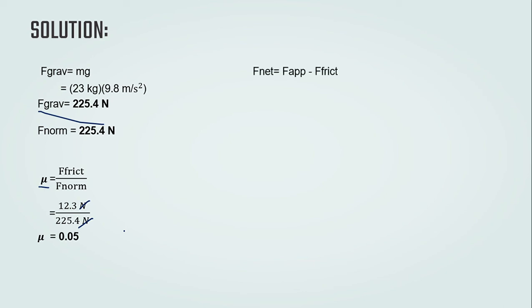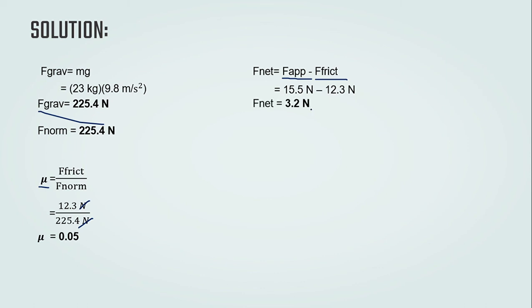In order to get the F-net, we must use the formula F-net equals F-app minus F-fric. We already have the value of F-app, which is 15.5 N, and we already have the value of F-fric, which is 12.3 N. So we need to subtract this. 15.5 N minus 12.3 N will be 3.2 N.